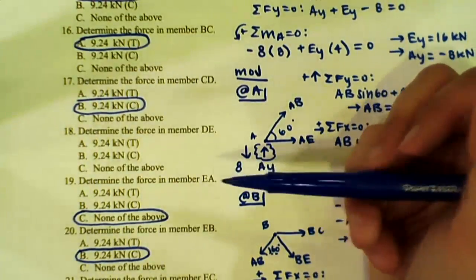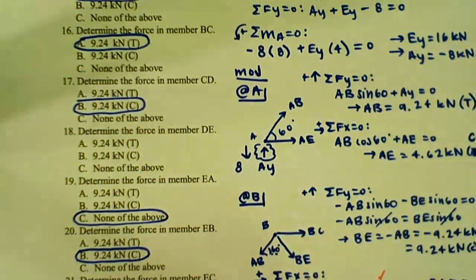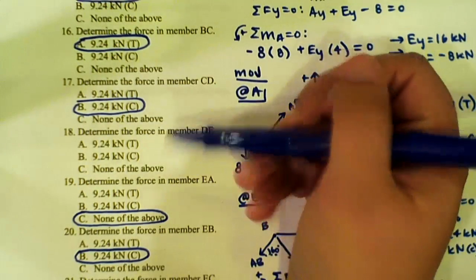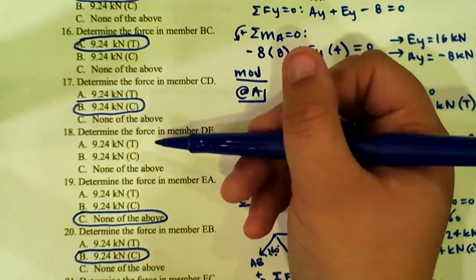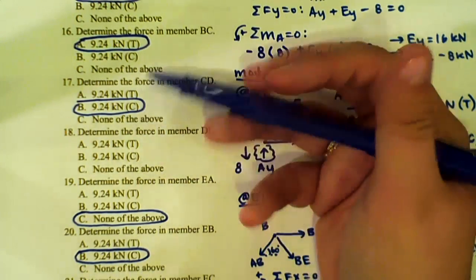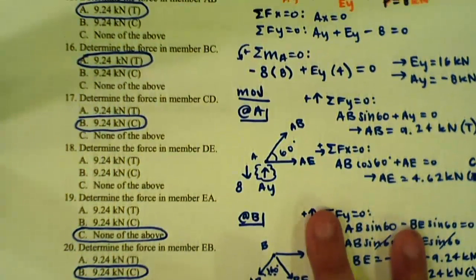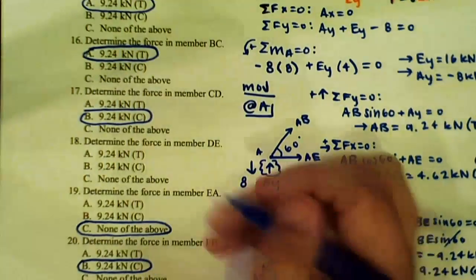For member DE, we found that it was 4.62 kilonewtons in compression. We have A is 9.24 kilonewtons in tension, B is 9.24 kilonewtons in compression, or C, none of the above. In this case, it would be C, none of the above.